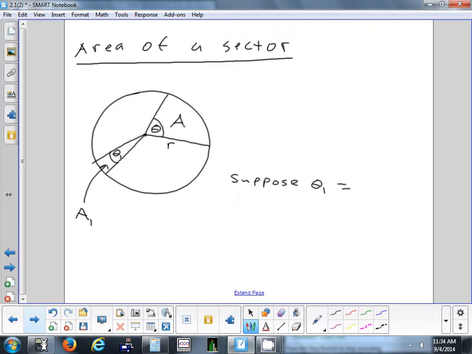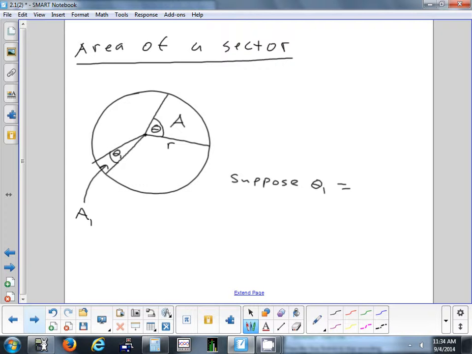Well, instead of thinking about, say, a sector, what happens if a sector gets so big that it takes up the whole thing? What are you really finding the area of in that case? The area of the circle. Okay, so if we let this angle be so big that it takes up the entire circle, you're finding the area of this whole thing. Hopefully from geometry, we already know how to find the area of that whole thing, and we can use that fact to help us out.